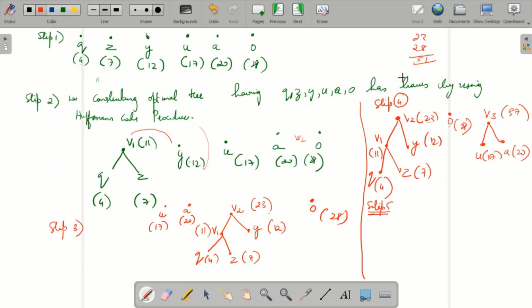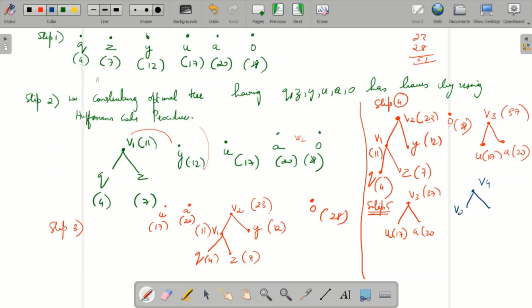Step 5 would give me 51. So this 51 should come next to this. So first draw as it is this vertex. So it is V3 with 37, and here again the branches U with 17 and A with 20. So this is one. Now the new tree: the combination of 23 and 28 would be nothing but a new vertex. V3 is already done, so V4. For that V4, two branches.